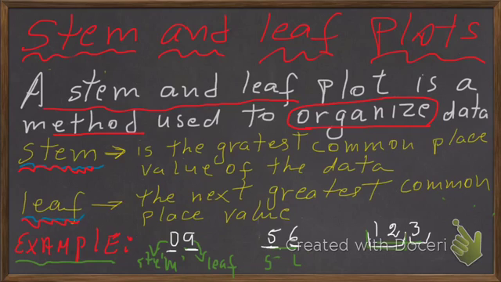But like you said, this is the first part, right? Right. The 12 is the first part. So I think that's the stem. Mm-hmm. And then the 3 must be the leaf because that's what's left over. That is good because you read this. The stem is the greatest common place value.